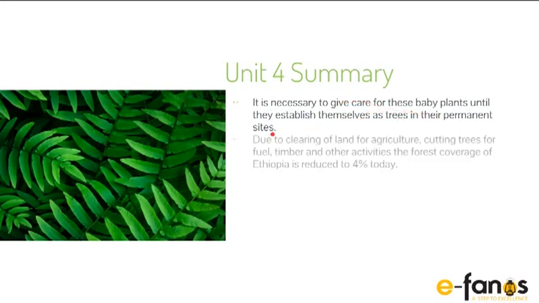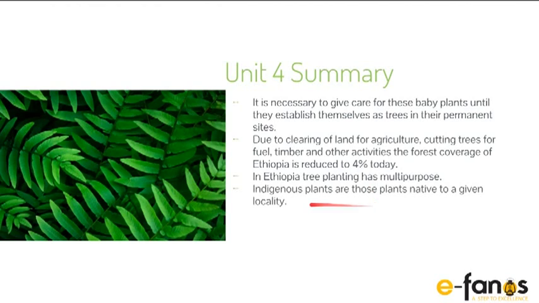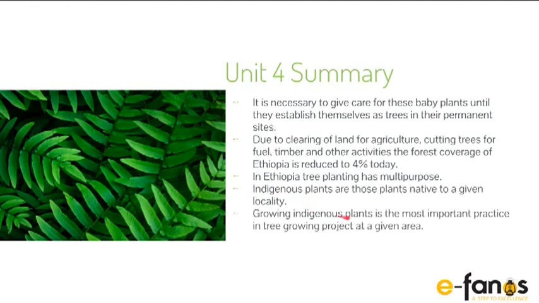Due to clearing of land for agriculture, cutting down trees has led to Ethiopia's forests being reduced to only about 4% of what they used to be. But they are planting trees around Ethiopia, especially indigenous ones, to help revitalize these areas. Growing indigenous plants is the most important practice to any given area because they are adapted to that area.